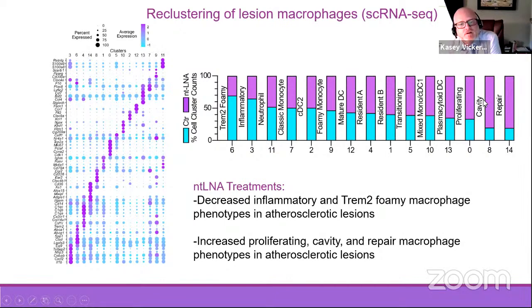So we think that the macrophage number doesn't change, but obviously the inflammatory macrophages we think are going down, and the proliferating and cavity macrophages are compensating.